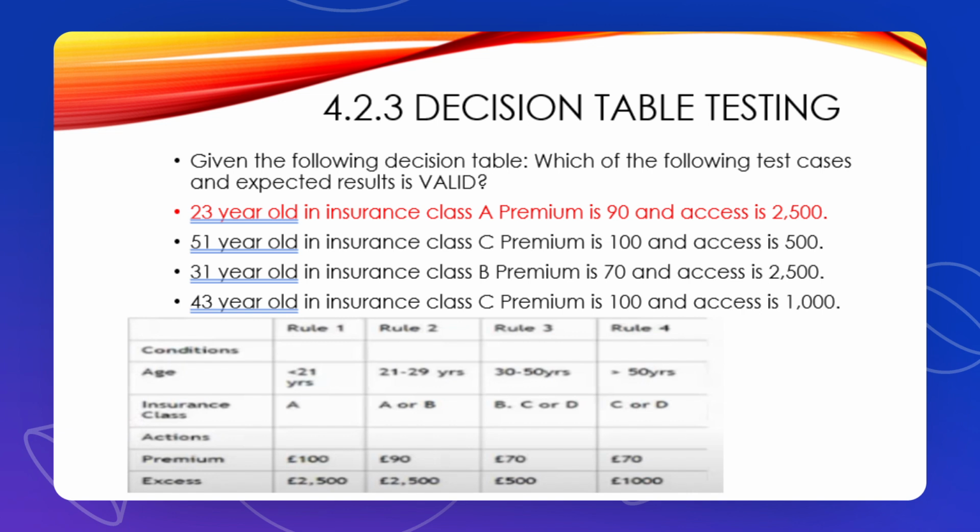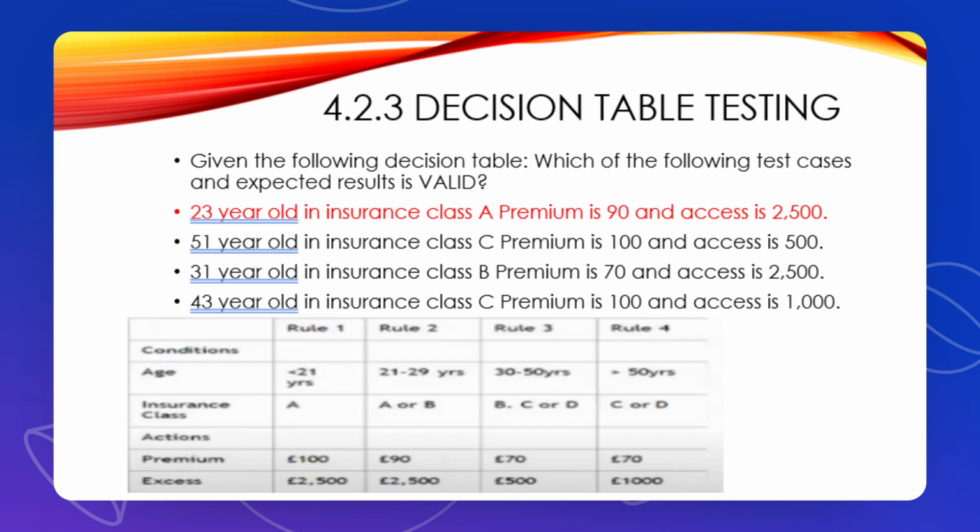In this case, you can see 23 years old in insurance class A. So this is rule 2, yes. 23 years old, insurance class A, premium is 90, yes, and excess is 2,500. So rule 2 is applied and this is correct. The second one is wrong because 51 years old in insurance class C, rule 4, class C, yes, and excess is 500, which is wrong. In this case, excess is 1000.